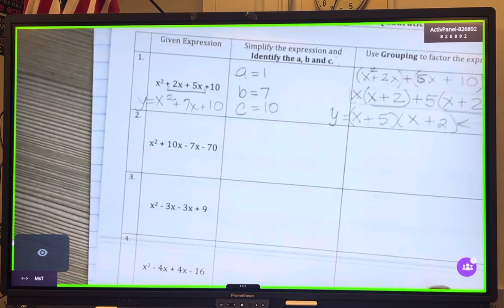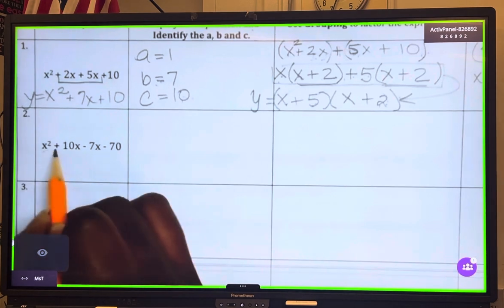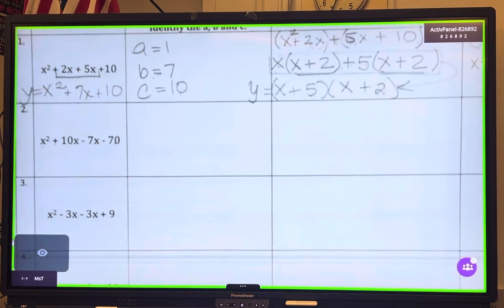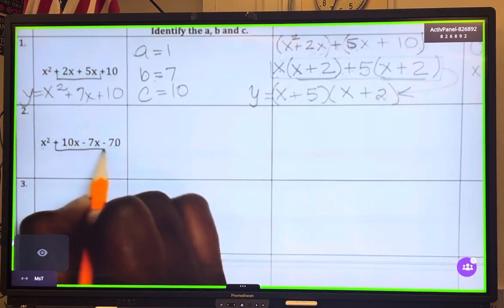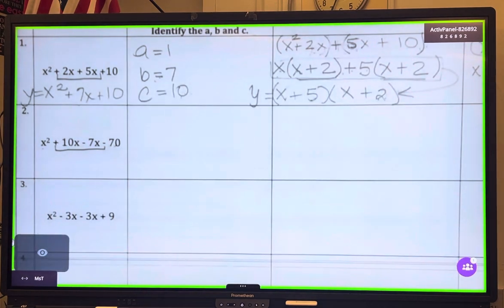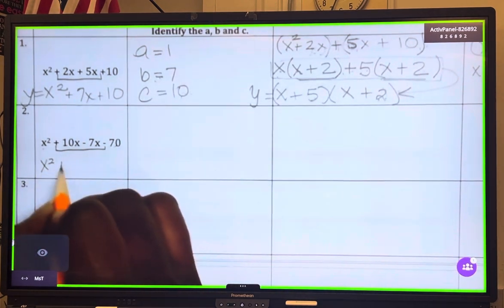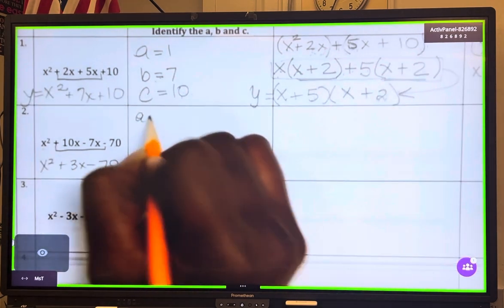All right, let's go. Let's do the next one. X squared plus 10x minus 7x minus 70. First thing I want to do is simplify this thing because it's not simplified. What terms am I going to combine? 10x and negative 7x. What am I going to get? 3x. So tell me what to write. X squared plus 3x minus 70. So now can we identify our A, B, and C?